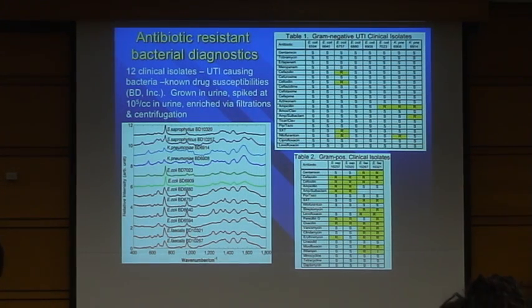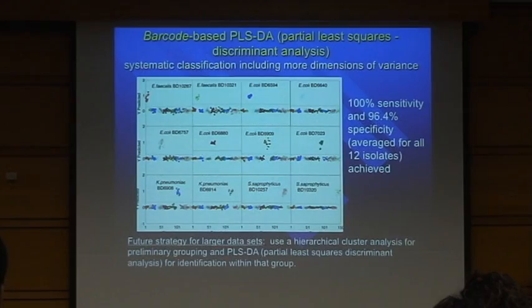This is a large number. And these are clinical isolates that we were given, and we have their predetermined drug susceptibility profile. Now we use a slightly more sophisticated multivariate data analysis approach. It's still barcode-based, but it's partial least-squares discriminant analysis, getting more degrees of freedom that we have to keep track of.